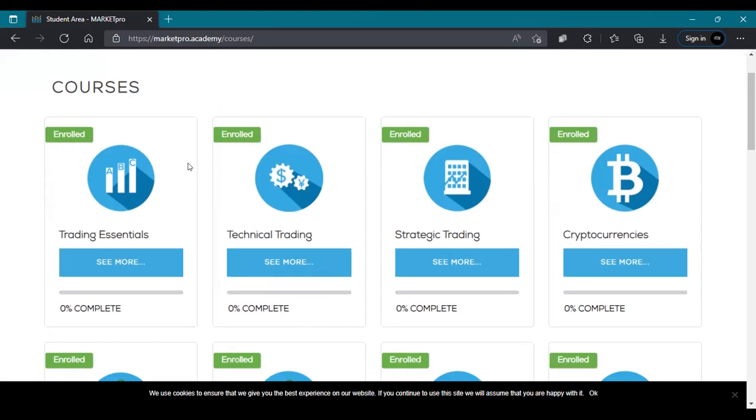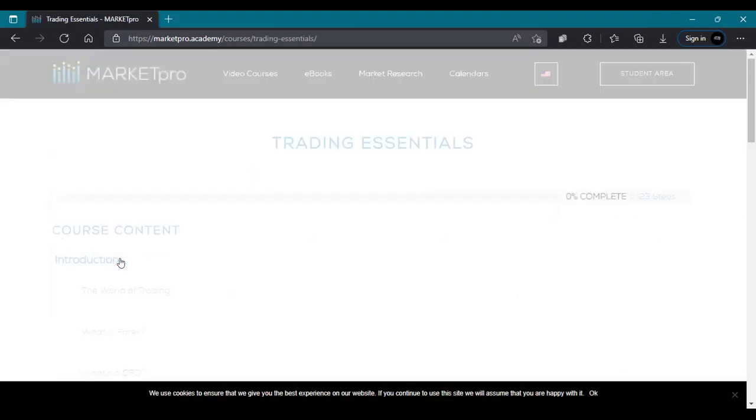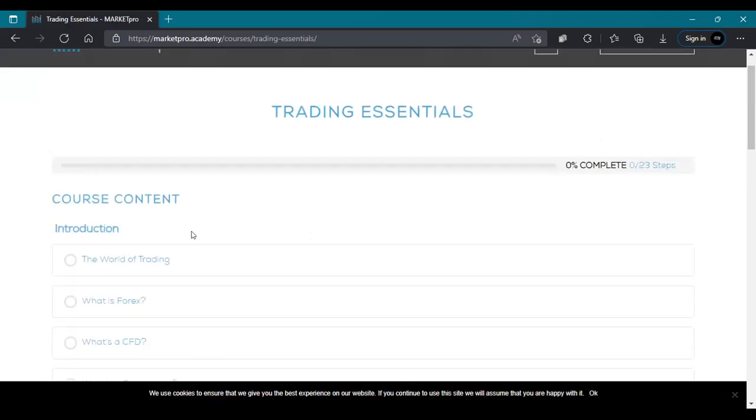So let's assume I wanted to enroll for trading essentials. I click on see more, and I'm going to see a lot of information. You see that this is a progress tab. It tracks my progress. The more I watch the videos, the courses, the more it keeps increasing. You can see 0% complete because I've not even started watching these videos. So you have 0 of 23, which means there are 23 courses under trading essentials.